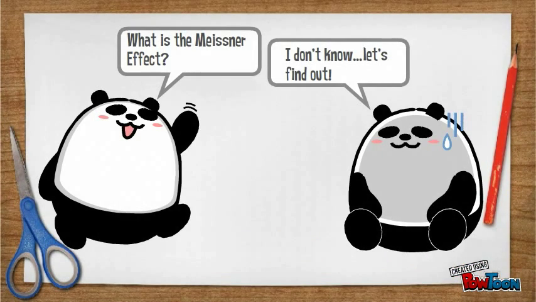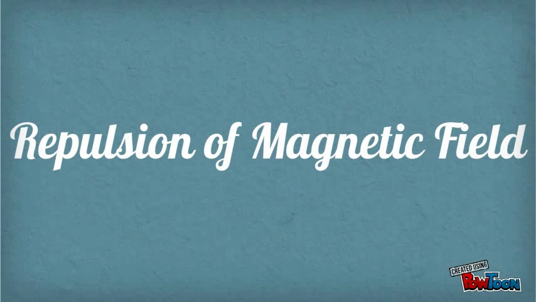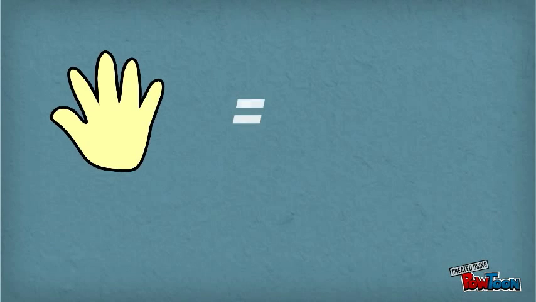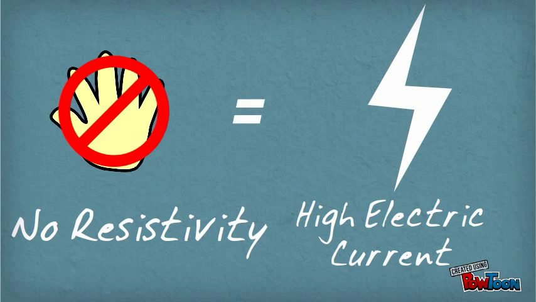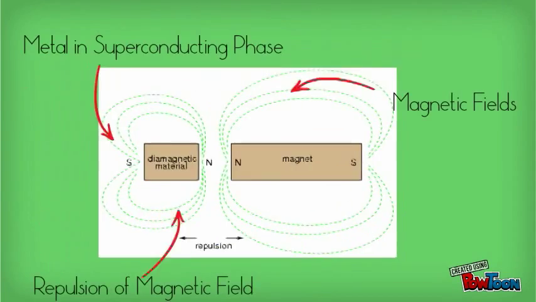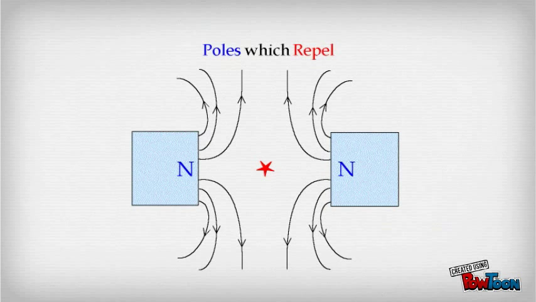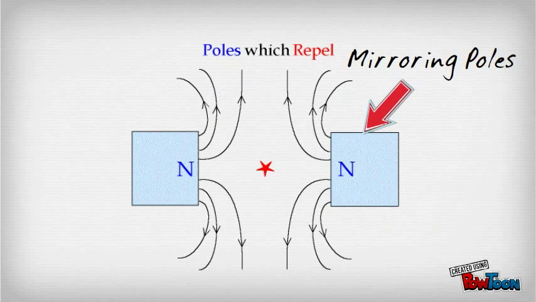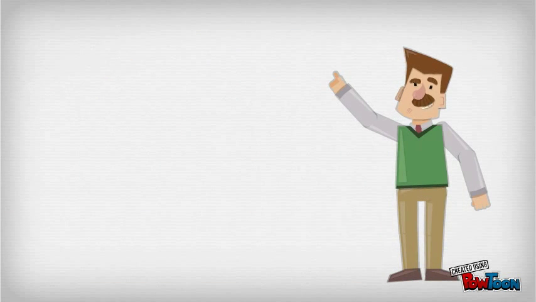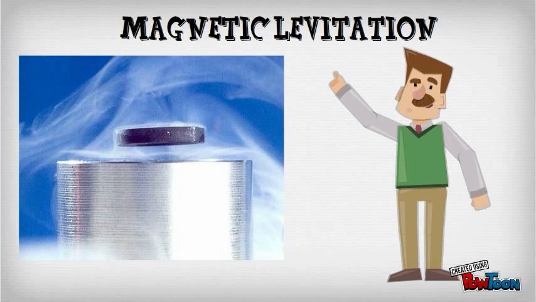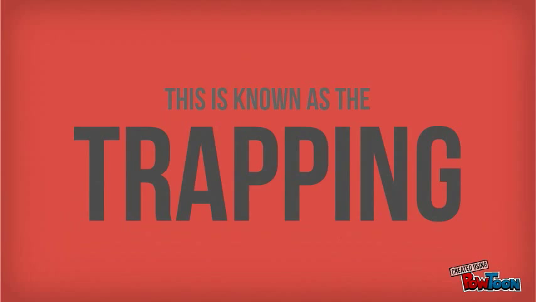Firstly, we need to define the term Meissner effect, which describes the property of superconductors to repel magnetic fields. Since the electrical resistance is zero, supercurrents are generated in the material to exclude the magnetic fields from a magnet brought near it. The currents which cancel the external field produce magnetic poles which mirror the poles of the permanent magnet, repelling them to provide the lift to levitate the magnet. This is known as the flux trapping effect.